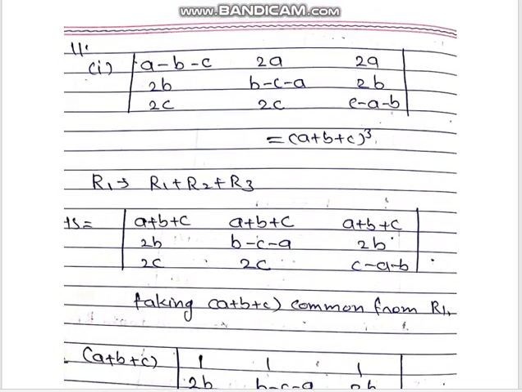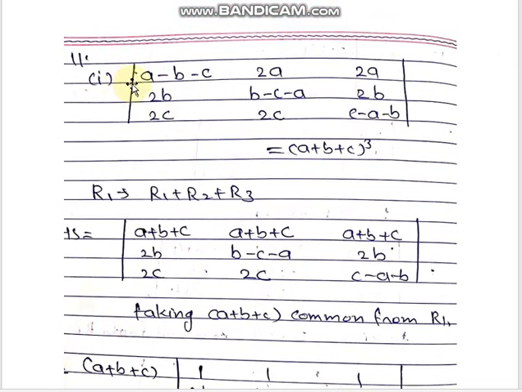Okay, now next sum, question number 11. Okay, now here we have a minus b minus c, 2b, 2c, 2a, b minus c, a, and so on. Now what we want to prove is equals to a plus b plus c the whole cube. Now if we add all the rows, right, so a minus b minus c plus 2b plus 2c will be a plus b plus c. Similarly here a plus b plus c.